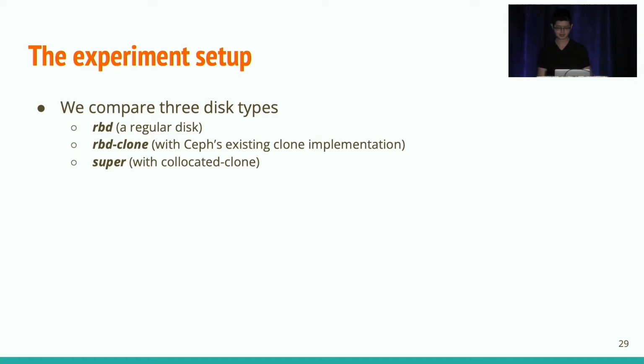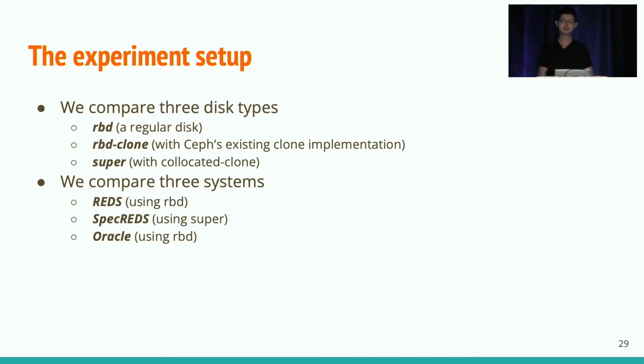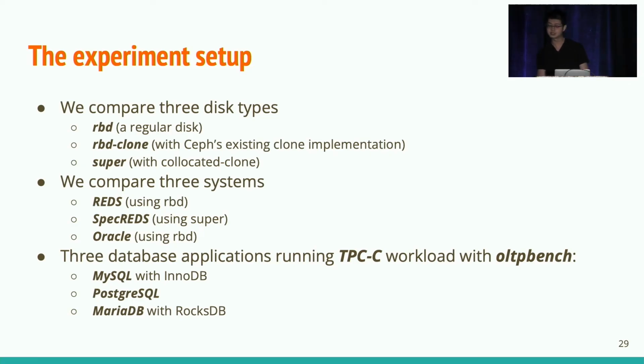And to show the end-to-end availability improvement, we compare three systems: the baseline system REDs, which is using a regular disk, our system, which is using a disk clone with super, and the Oracle model, which is using a regular disk as well. We compare three database applications: MySQL, Postgres, and MariaDB.